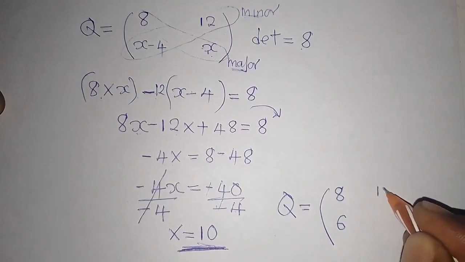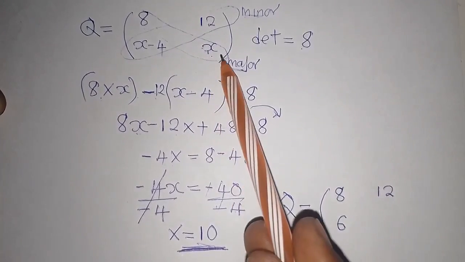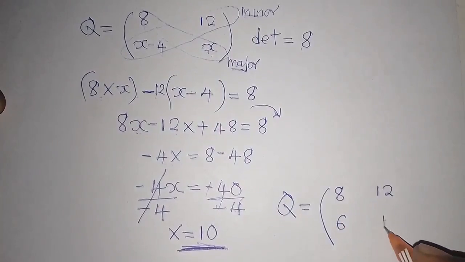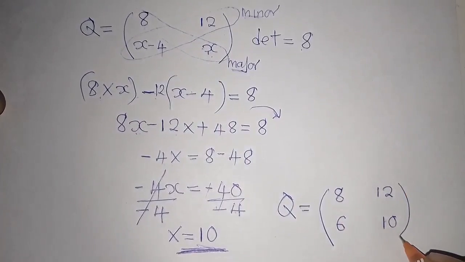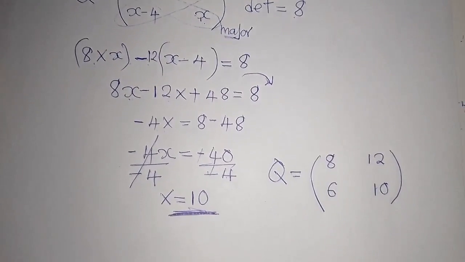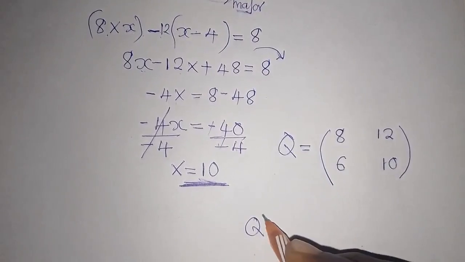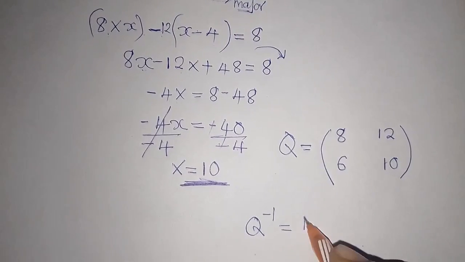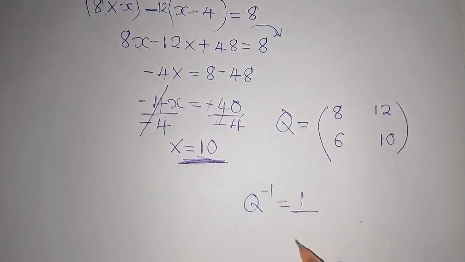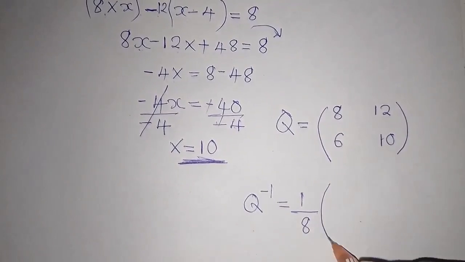We've got a 12 there. Here, we just put 10. You put a 10 here. You do this. So this is your original matrix. How can you find now the inverse? You say inverse is equal to 1 over the determinant. What's the determinant? 8. Then you do this.